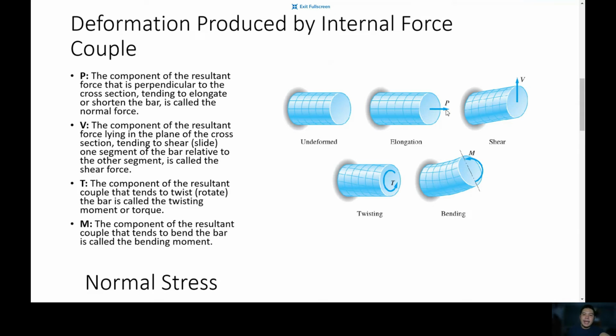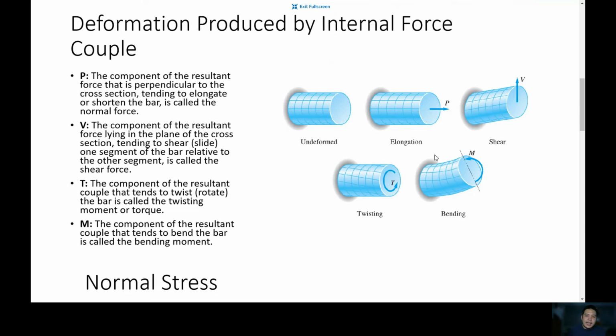And then if we apply a tensile force, in which case this is a fixed support, if we apply tension here, basically it will elongate our material, because we are pulling and the other side is fixed. So it will basically elongate. And then shearing force: if we apply a perpendicular force to a material, there will be shearing force.